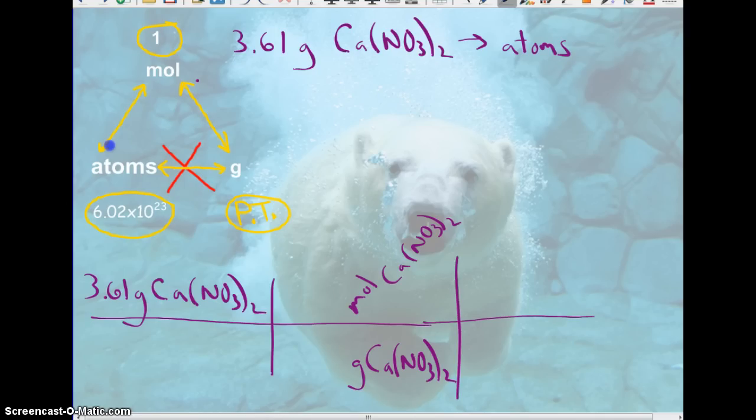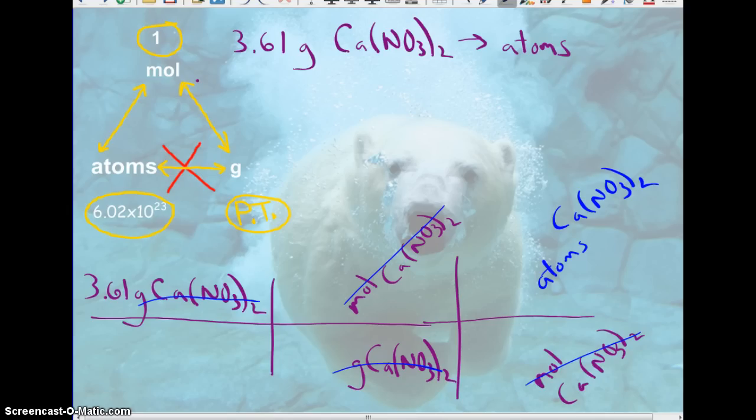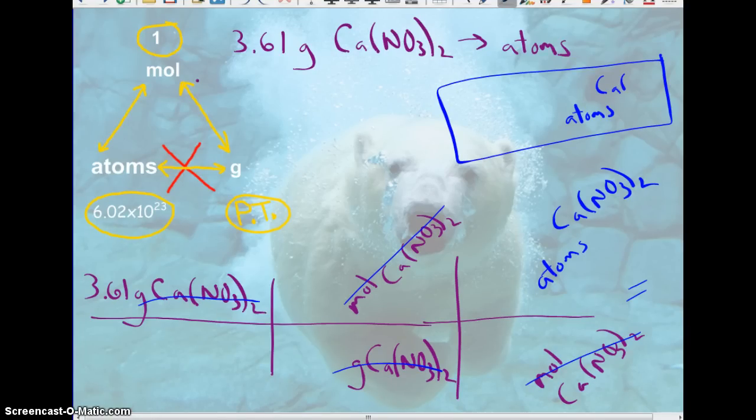So keep going. So far, I've been able to cross out those units. So to continue on now, I need to get rid of moles. So that goes on the bottom. Get rid of that now. And I am allowed to go from moles to atoms. So atoms on top. Put an equal sign. Put a big box for your answer. The units that are not crossed out are atoms, calcium nitrate.